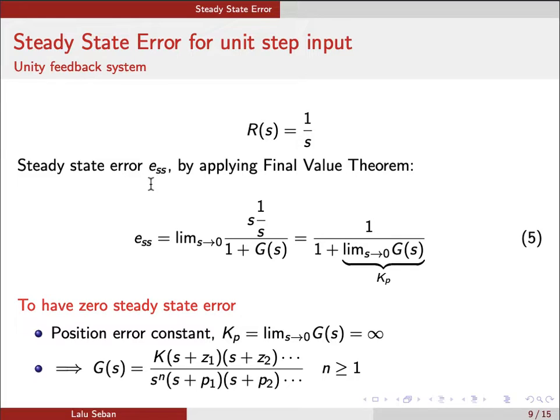Steady state error by applying final value theorem, rewriting R(s) is equal to 1 by s. We will be writing it as equation number 5. So G(s), we don't know what is the transfer function. It will vary. So in general, we can write it as 1 by 1 plus limit s tends to 0 G(s). This limit s tends to 0 G(s), we will call it as position error constant, Kp. Okay, position error constant, because as I have mentioned, position.